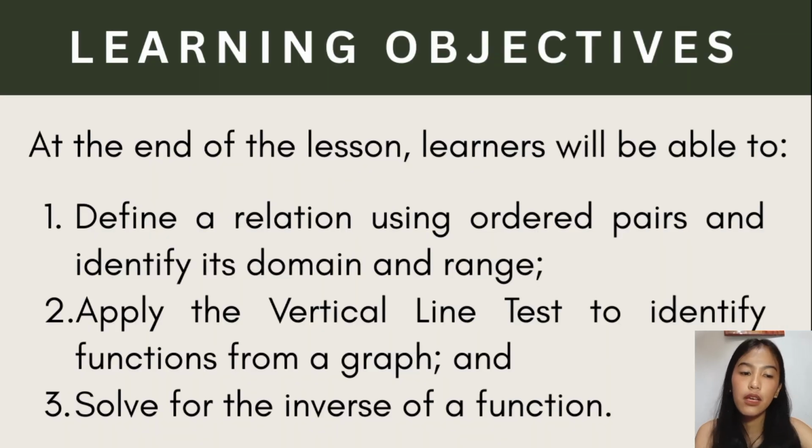But before anything else, let us first read our learning objectives. At the end of the lesson, learners will be able to define a relation using ordered pairs and identify its domain and range. Second, apply the vertical line test to identify functions from a graph, and solve for the inverse of a function.